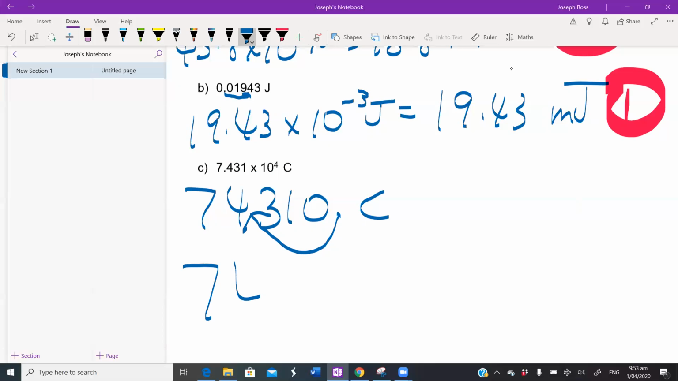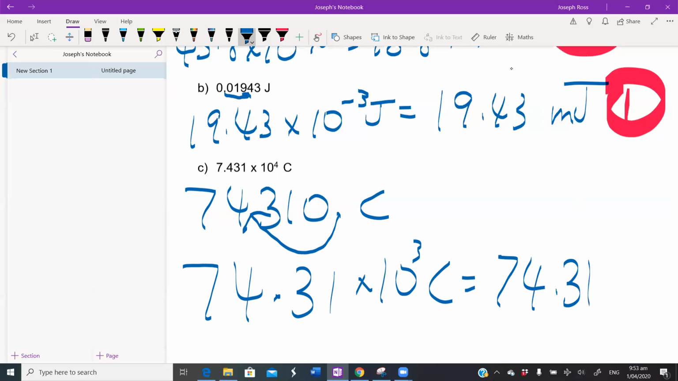So we get 74.31. Don't need to write that last 0. And that will be 10 to the power of 3. And that's in coulombs, which is 74.31 kilocoulombs, and again, 1 mark there.